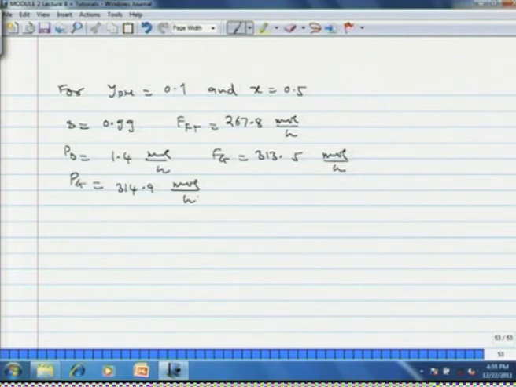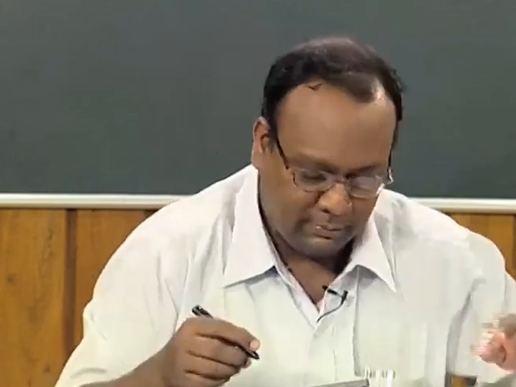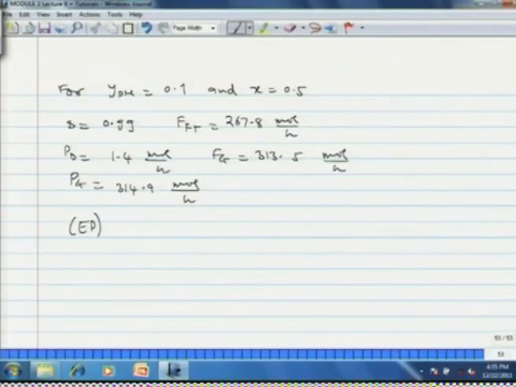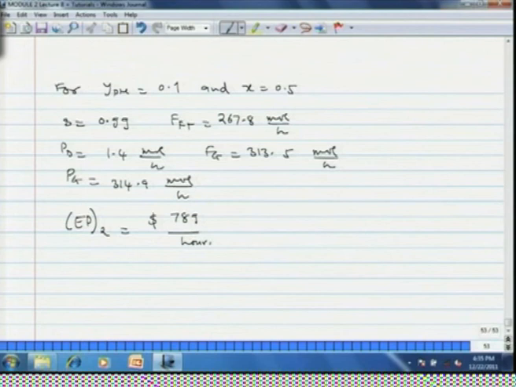And then if you substitute all values of cost, then the economic potential at second level turns out to be $789 per hour. Now you can see a rise of economic potential as you purify the gas stream. That means very little hydrogen is lost in the purge stream, everything is recycled. So this is how you can easily make calculations for economic potential.